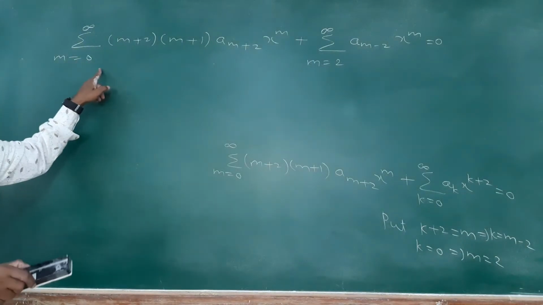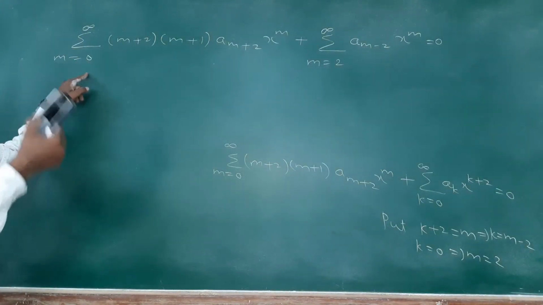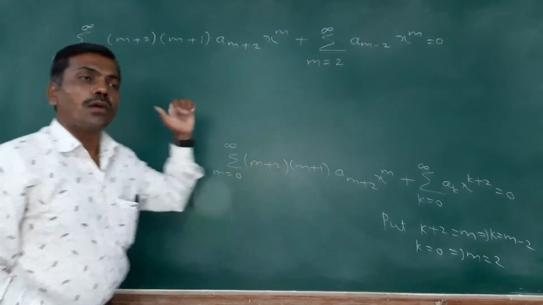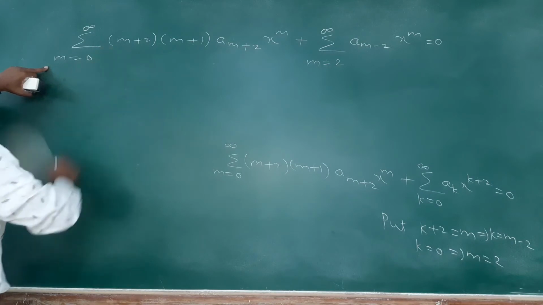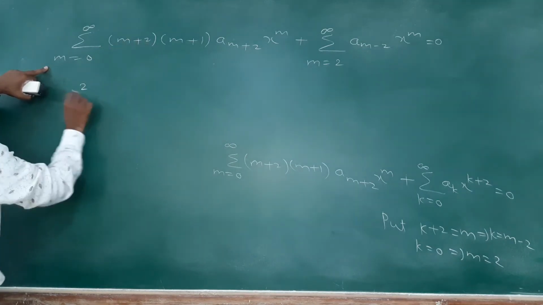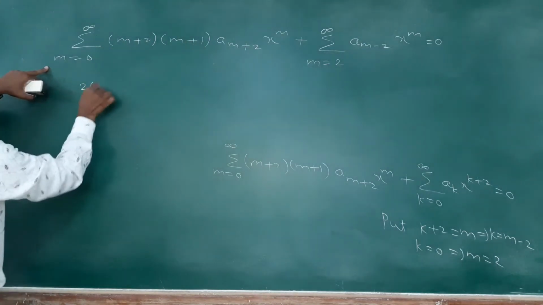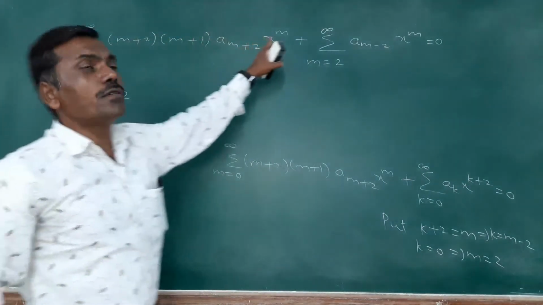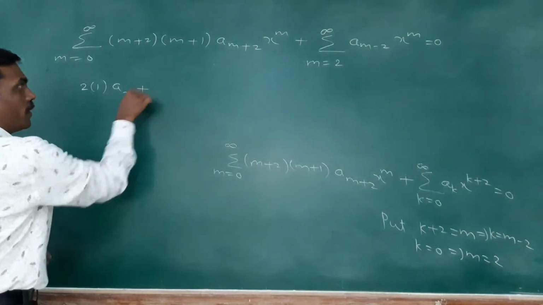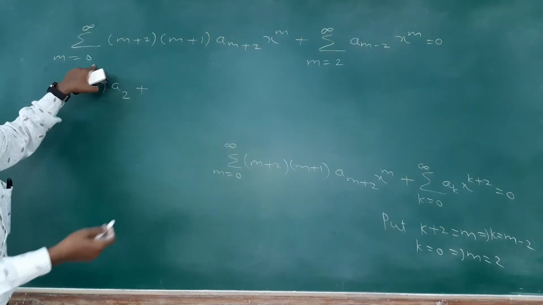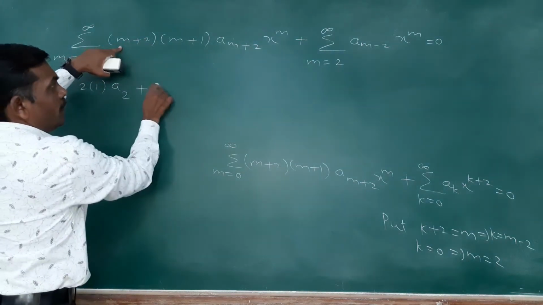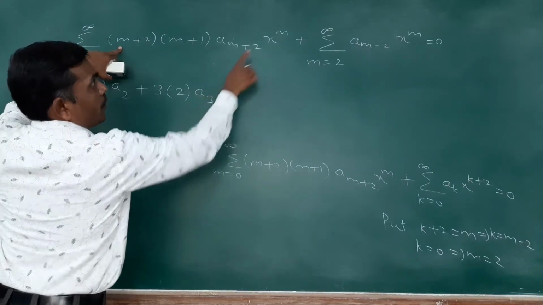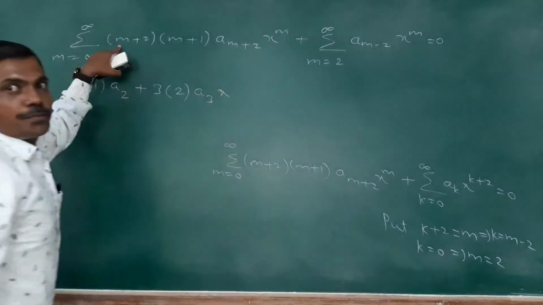Now see here, this series starts from m equal to 2 and this series starts from m equal to 0, right? So if I remove the first two terms, 0 and 1, from this series, then I get a series like this. How are we going to do that? Put m equal to 0: 0 plus 2 is 2, then 0 plus 1 is 1, then 0 plus 2 is a2, and x raised to 0 is 1. Plus now put m equal to 1: 1 plus 2 is 3, 1 plus 1 is 2, then a3 x raised to 1, that is x.